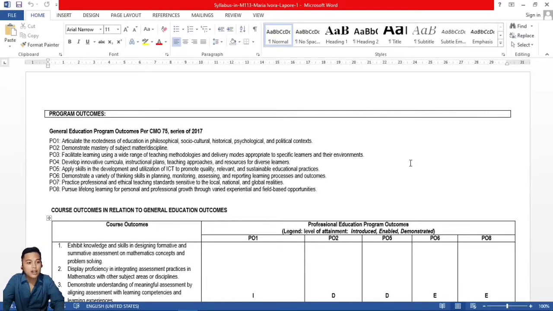Before you can start mapping program learning outcomes, first you need to determine your program learning outcomes. In our subject, M113, here are our program learning outcomes. So there are 8.